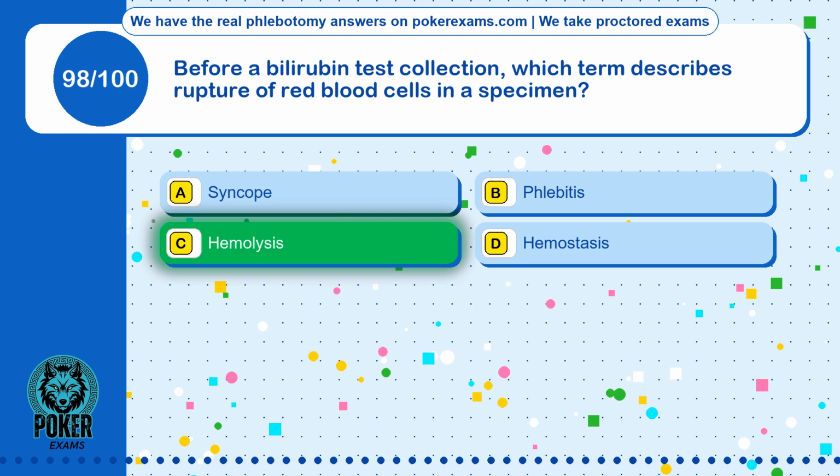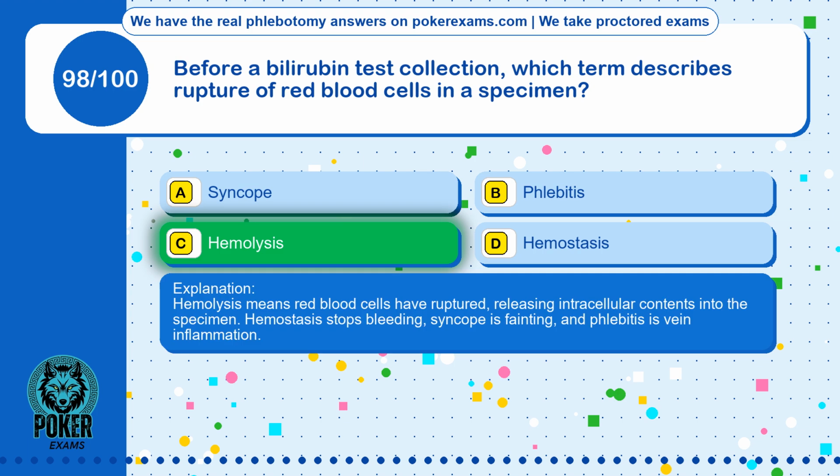The correct answer is option C. Hemolysis. Hemolysis means red blood cells have ruptured, releasing intracellular contents into the specimen. Hemostasis stops bleeding, syncope is fainting, and phlebitis is vein inflammation.